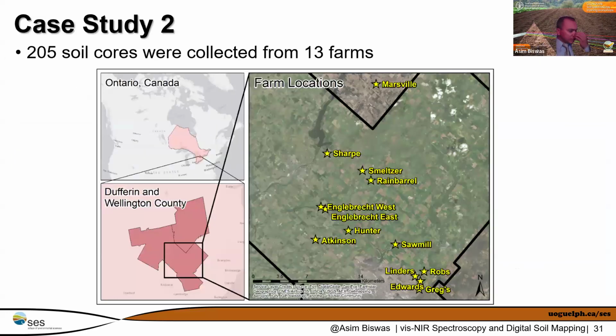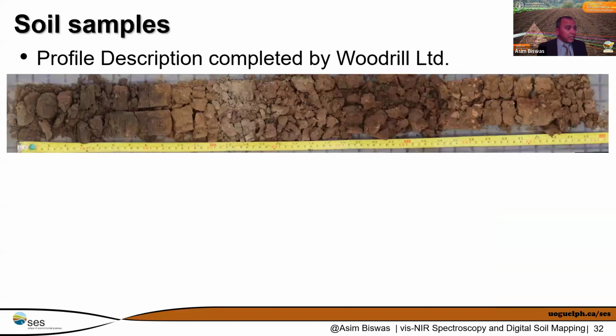So in this case, we ran a study with about 205 soil cores we collected from 13 farms across Southern Ontario, very close by around Guelph, where I live and work as well. At each of these farms, multiple soil cores were collected based on some approach. And this is a collaborative study with Woodrill. These are the farms under Woodrill, the service provider, an agronomist company, crop service company, crop supplier. So basically they work with the farmer and manage their farm.